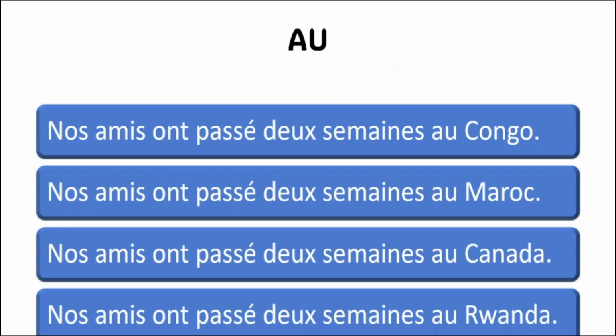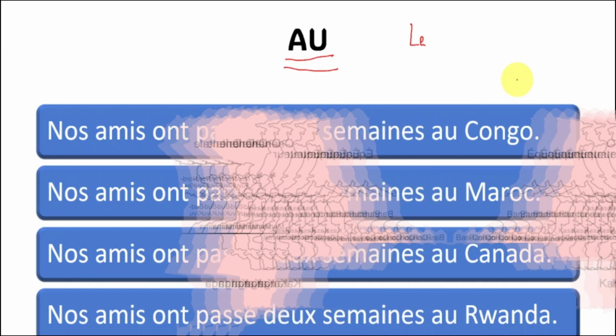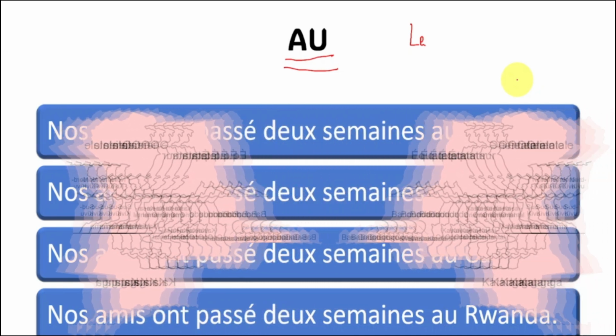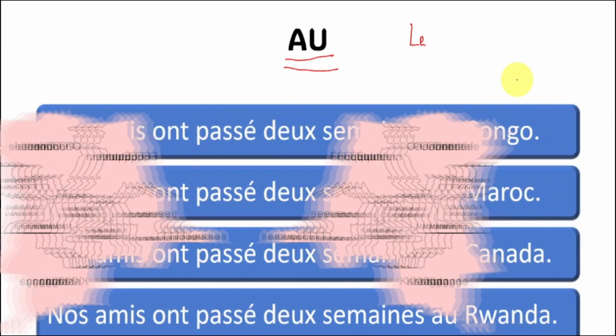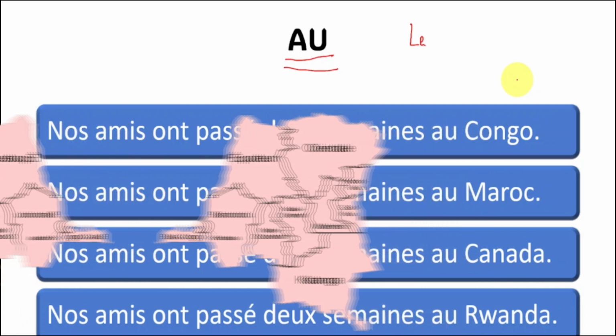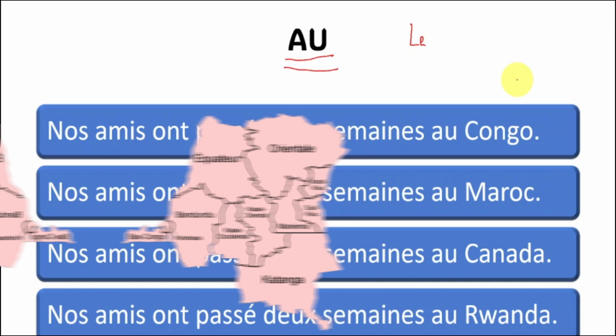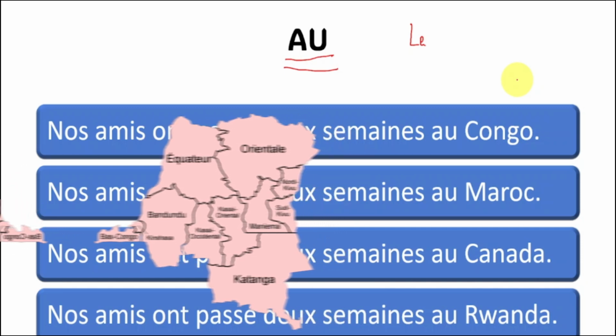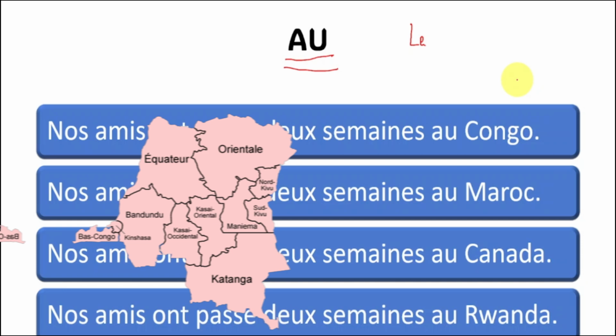So now we're going to use au. Most of the time when we use au, you're going to see the country. That's the easy way for me to explain it so you guys understand. The country must be male. Every time you see au, it means that country is male. So in this case, I'm talking about the country. For example, Canada is a male country because we say le Canada.